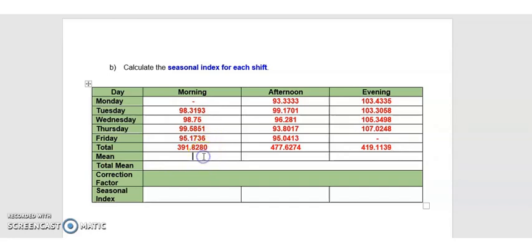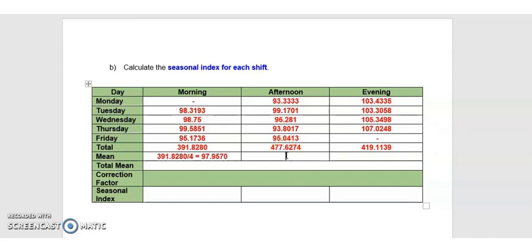So example here, for morning shift, you total up how many data? 1, 2, 3, 4. Okay, so 391.8280 divided by 4, because you total up 4 data. So here you will get 97.9570.